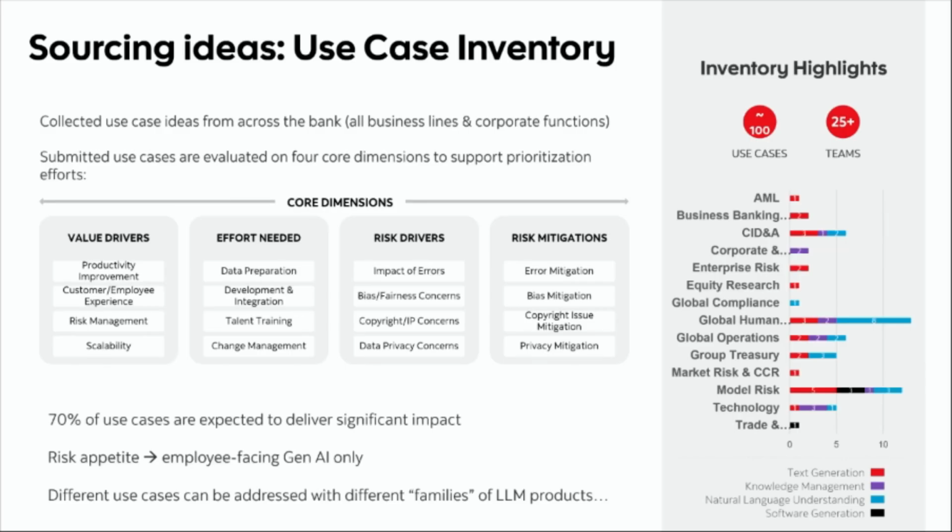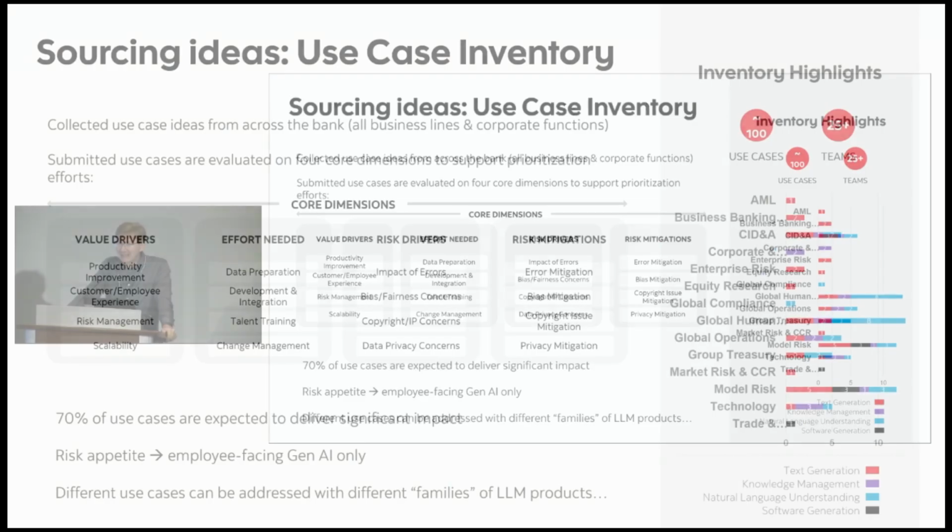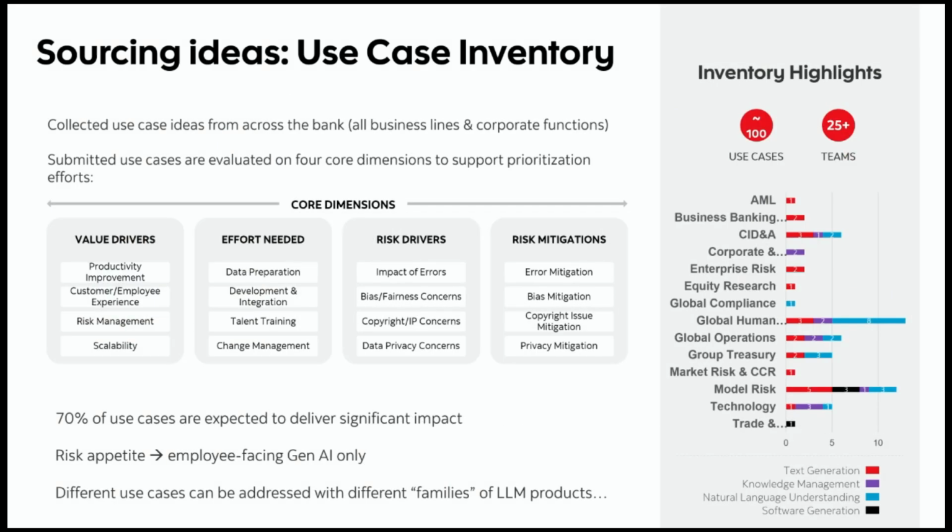So to start with, to source the ideas for GenAI use cases across the bank, we started a use case inventory. I'm sure that's not too revolutionary. We collected use case ideas from across the bank, from all the business lines and all the corporate functions. Scotiabank is a fairly large company. We have 90,000 employees. We cover 25 countries, so there's a lot of ideas. You can see some inventory highlights on the right.